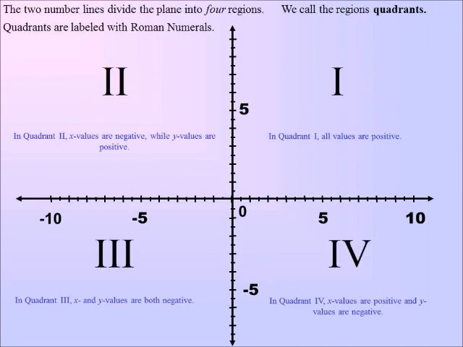The two number lines divide the plane into 4 segments. We call these segments quadrants. Quadrants are labeled with Roman numerals. In quadrant 1, all values are positive. In quadrant 2, x values are negative, while y values are positive. In quadrant 3, x and y values are both negative. In quadrant 4, x values are positive and y values are negative.